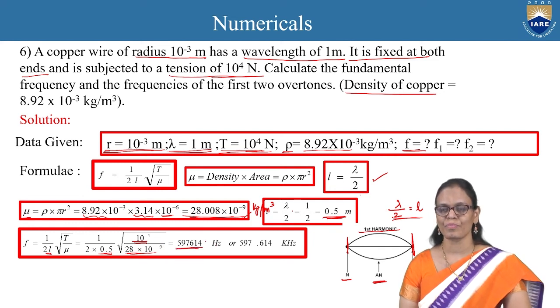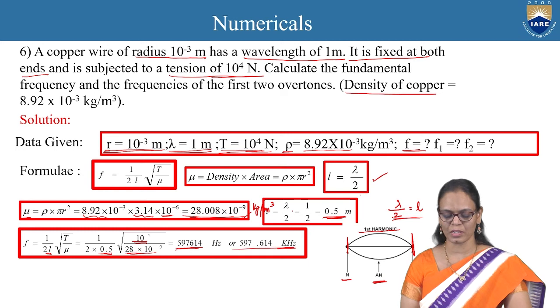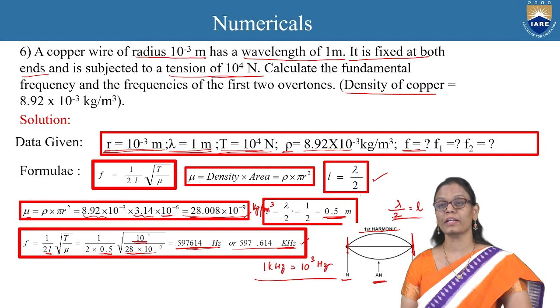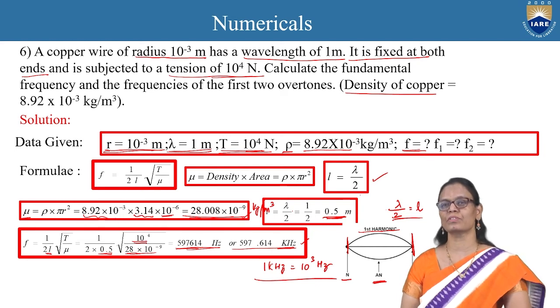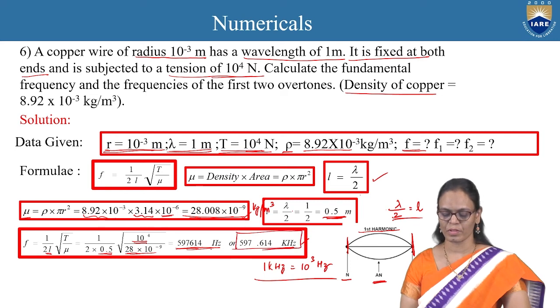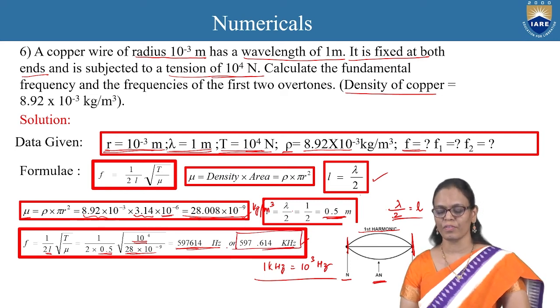597614 Hertz. Or we can also write it as 597.614 kilohertz. Because the frequency is very high, we are going to express it in kilohertz, because 1 kilohertz is equal to 10 power 3 hertz. So this will be the frequency.